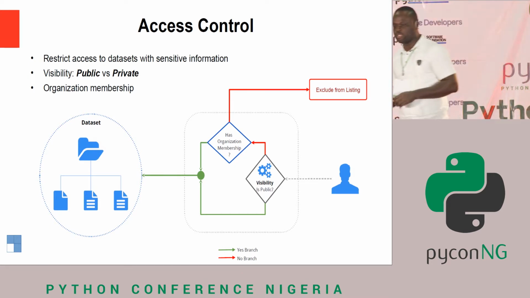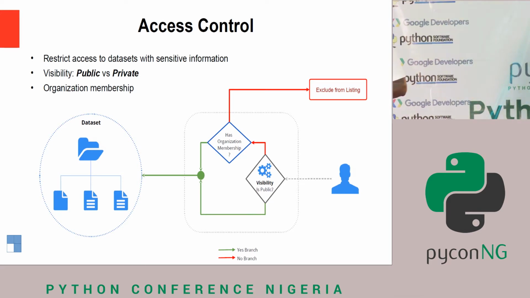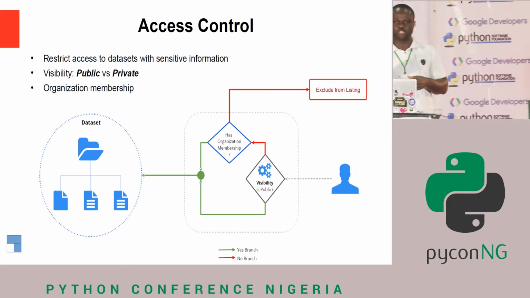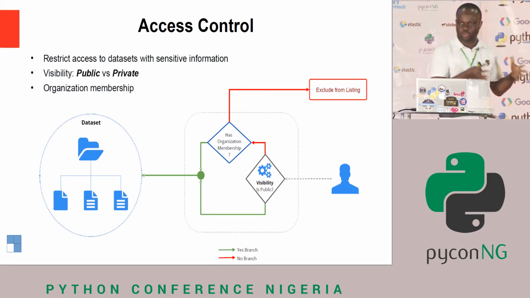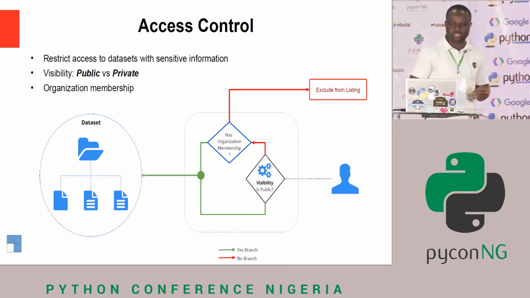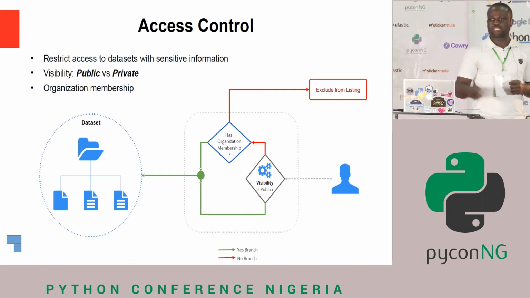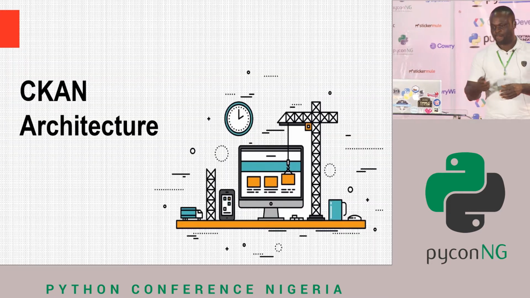So this little diagram simply shows that when a user tries to access the dataset, the first thing CKAN checks is the visibility. If it's public, he has access. If it isn't public, it checks whether he's a member of the organization under which the dataset was published. If he is, he gets access. Otherwise, the dataset is even excluded from the listing. He doesn't know about it.